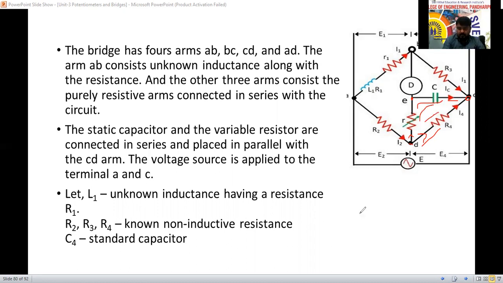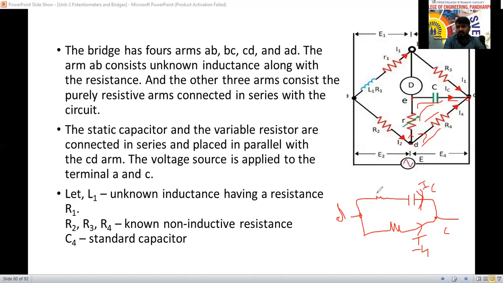See here, this is point D. I2 came here. From this, it will get two paths. One resistance is there, then one capacitor is there. Then it will come to point C. Next, another branch is there with one resistance connected. This current I will consider as I4. This current I will consider as IC.